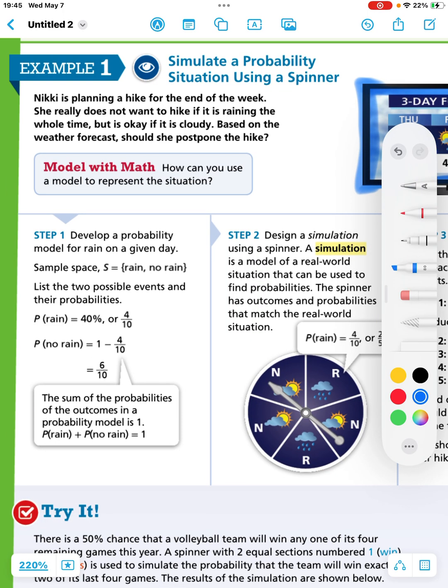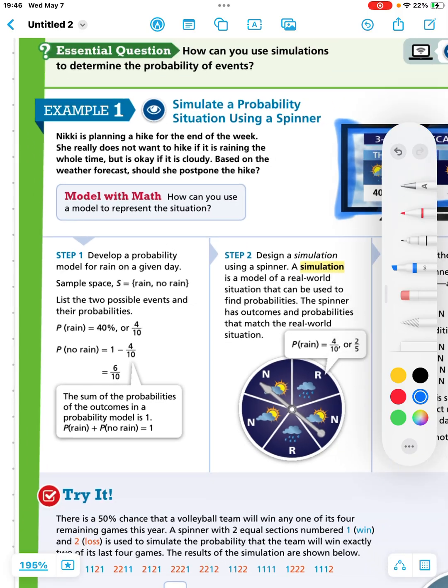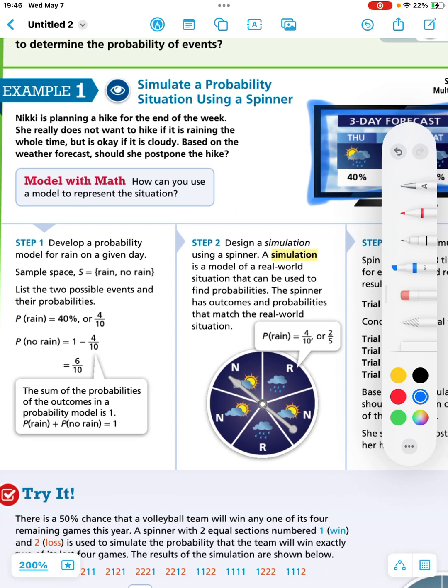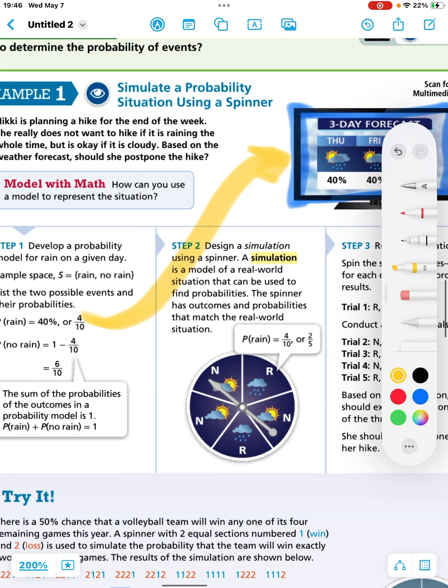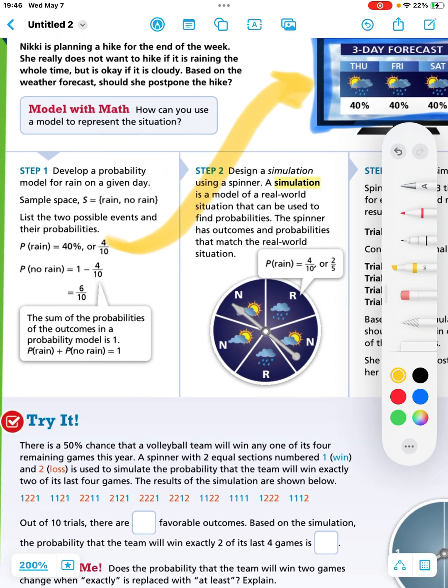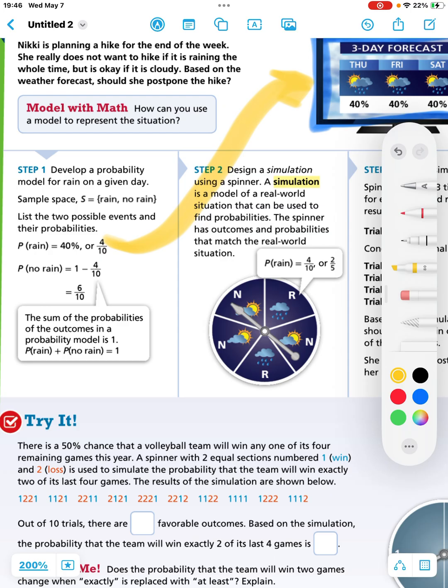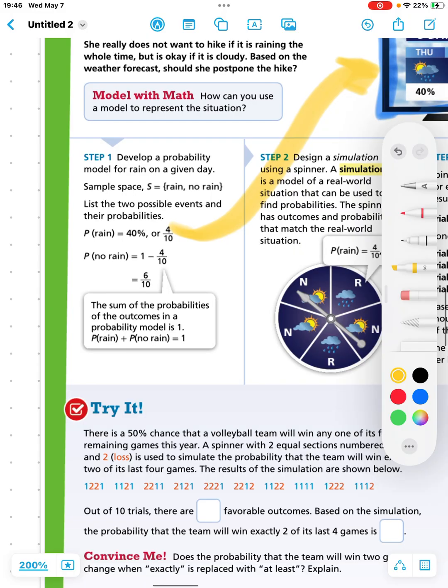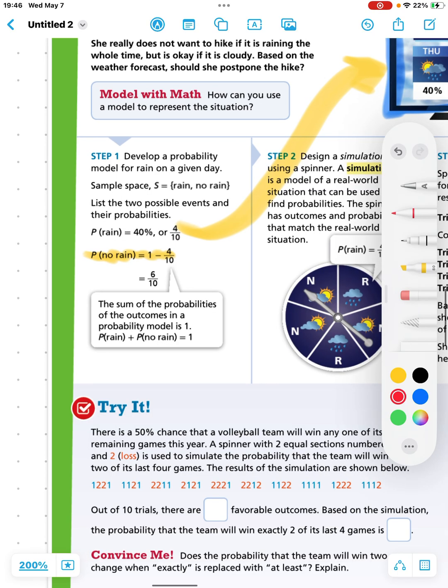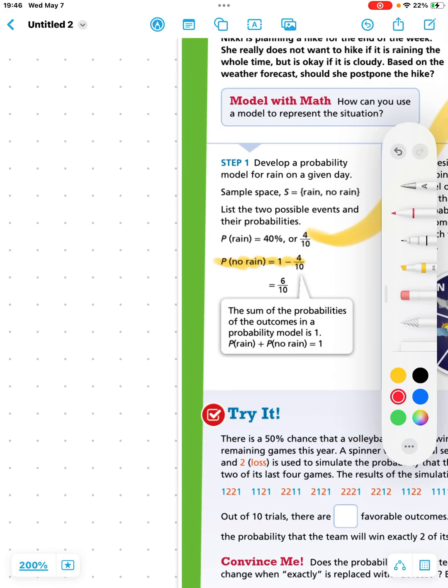So step 1 is developing that probability. The sample space is either rain or no rain. It's either going to rain or it's not. Listing the 2 possible events, the probability of it raining is 40%. And we get that from that table, saying that every single day it's a 40% chance of rain. So with that, the probability of it not raining would be 60%. Now, you can set it up by 1. We learned at the very beginning that 1 is a 100% chance. So that is good to know, especially since they kept it as a fraction.